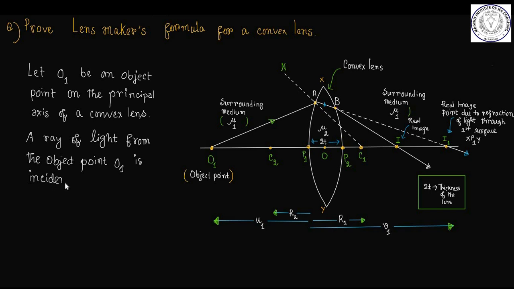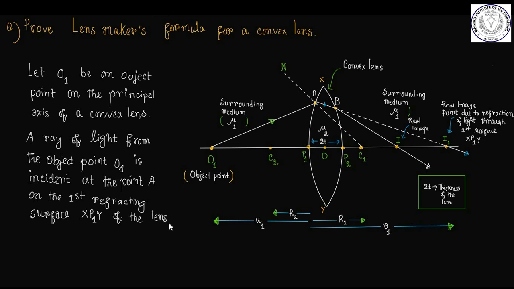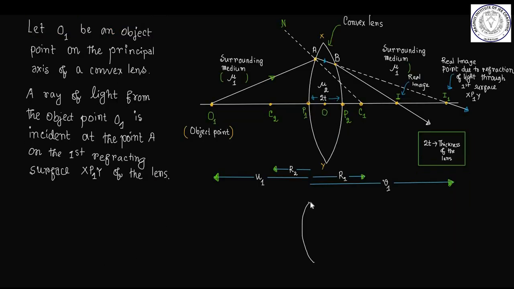A ray of light from the object point O1 is incident at the point of incidence A on the first refracting surface XP1Y of the convex lens.